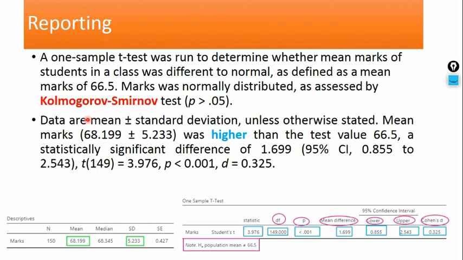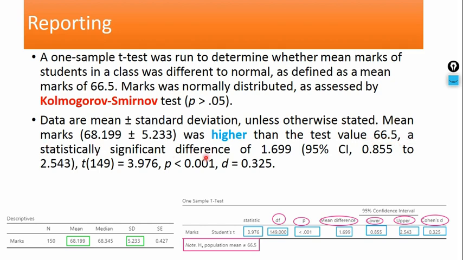If there is any outlier, we will write about the outlier. Mean marks was 68.199, plus or minus standard deviation of 5.233, which was higher. Yes, our marks were higher, and the difference was positive 1.699. Our population mean was higher than the test value. Test value means the hypothesized mean, 66.5.